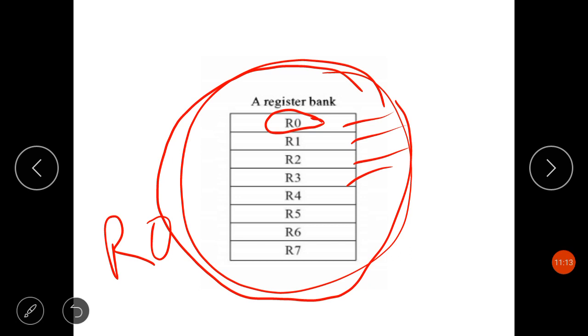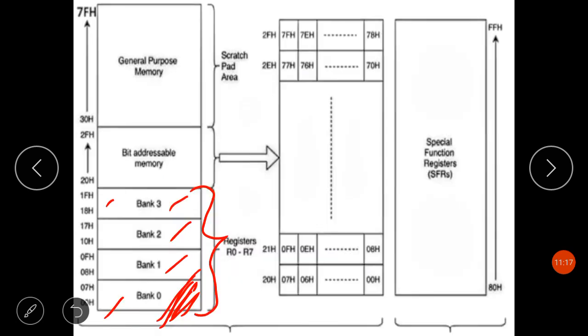Now, to address the register by name, first the corresponding bank must be selected. There are 4 banks in the register bank area, but at a time only one bank can be made active. Which bank to access at a time is decided by the D3 and D4 bits of PSW. I'll discuss this in my next lecture.